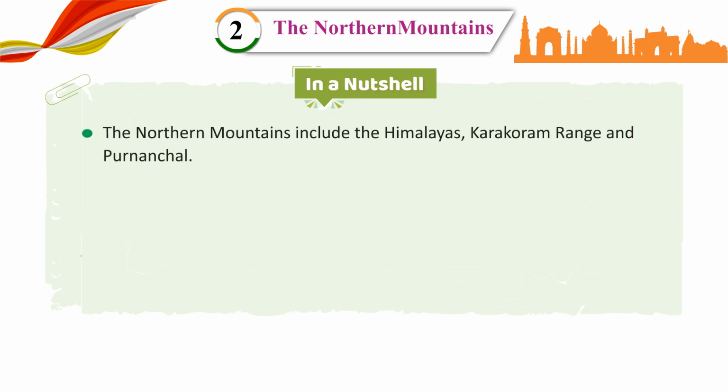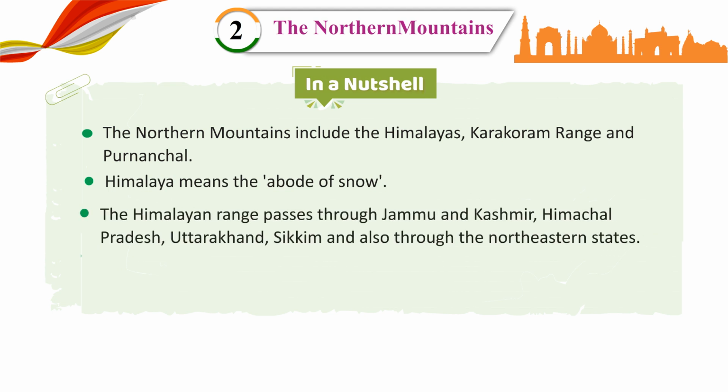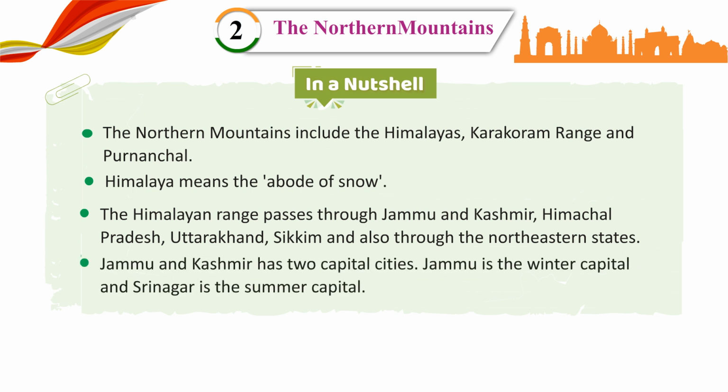In a nutshell, the northern mountains include the Himalayas, Karakoram range and Purvanchal. Himalaya means the abode of snow. The Himalayan range passes through Jammu and Kashmir, Himachal Pradesh, Uttarakhand, Sikkim and also through the northeastern states. Jammu and Kashmir has two capital cities. Jammu is the winter capital and Srinagar is the summer capital.